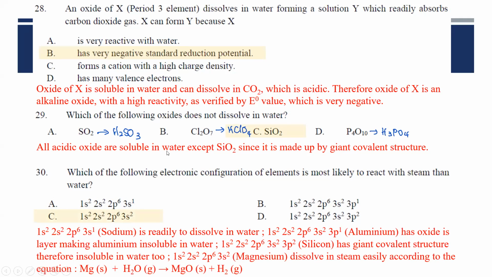So magnesium. The first one, A, is sodium, B is aluminium, D is silicon. B and D cannot react because B, aluminium, is always coated with a layer of oxide, so it cannot react with water. D is a giant covalent structure, also cannot react with water. A does not need steam, it can already react with water. So the best description is C.